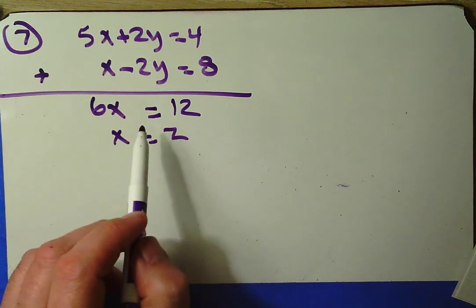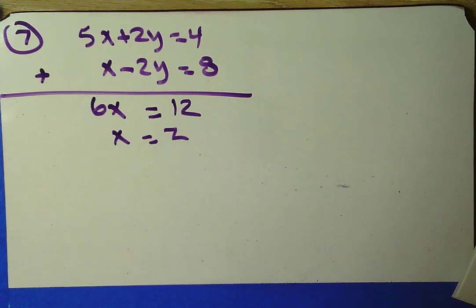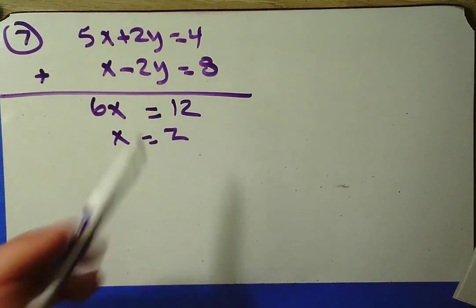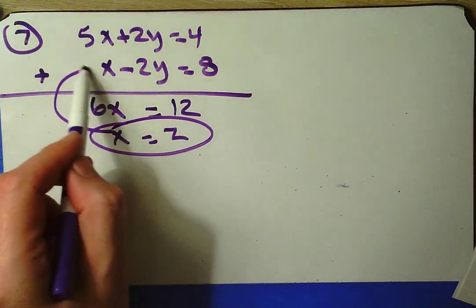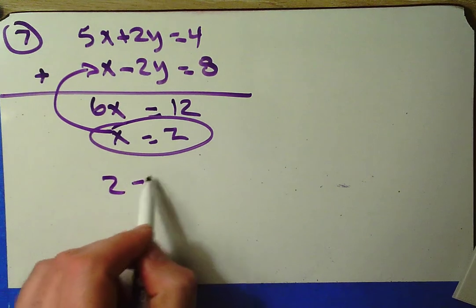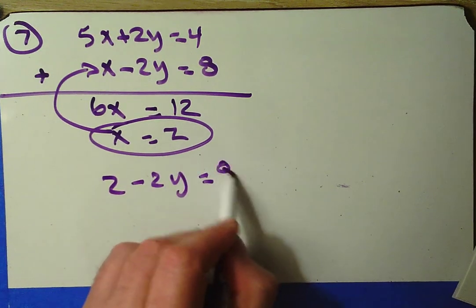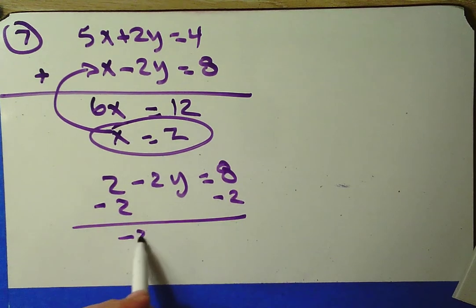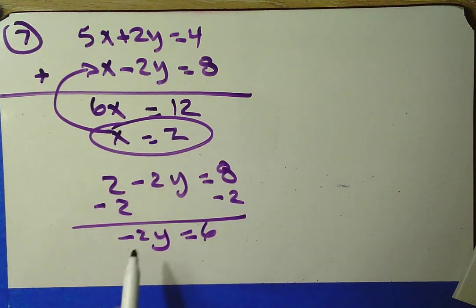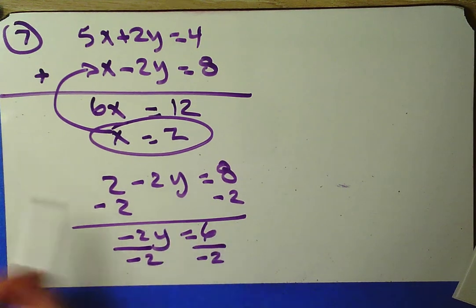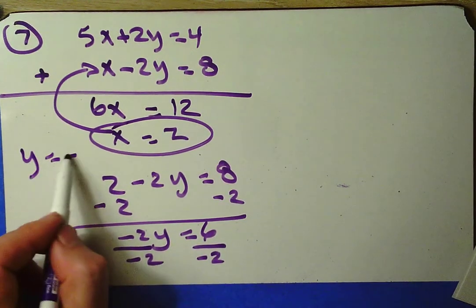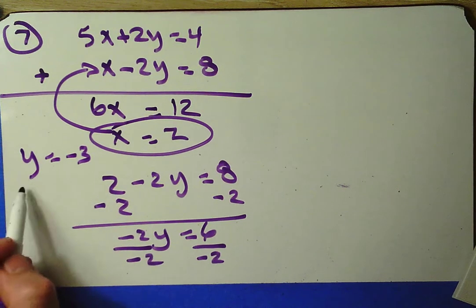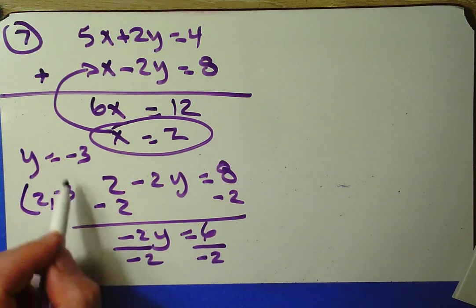I still need to find y. The problem was very clear about finding an ordered pair, finding coordinates. So I'm going to plug this x value back in. 2 minus 2y equals 8. And subtract 2 from both sides. Negative 2y equals 6. And if we divide both sides by negative 2, I get that y should be equal to negative 3. So my ordered pair, 2, negative 3.